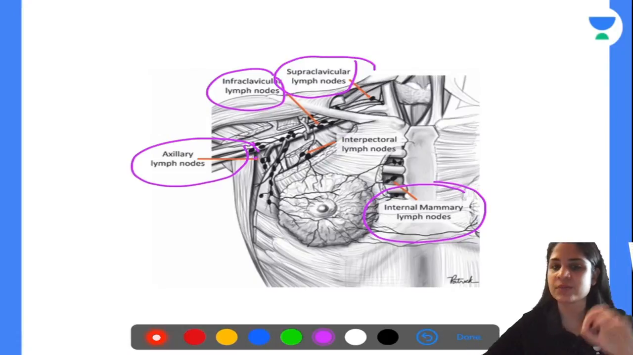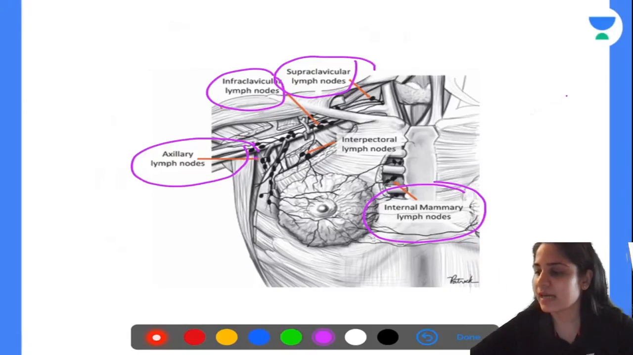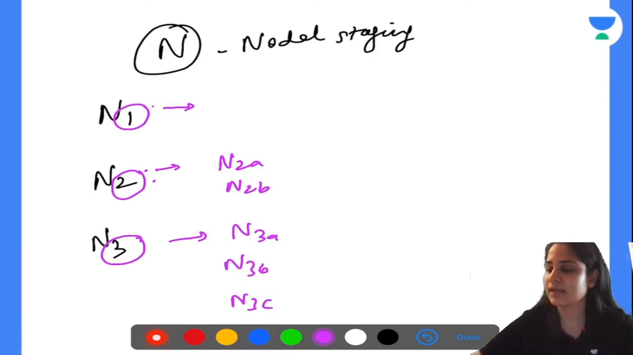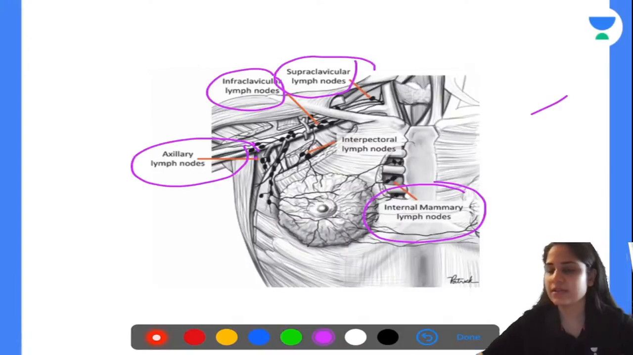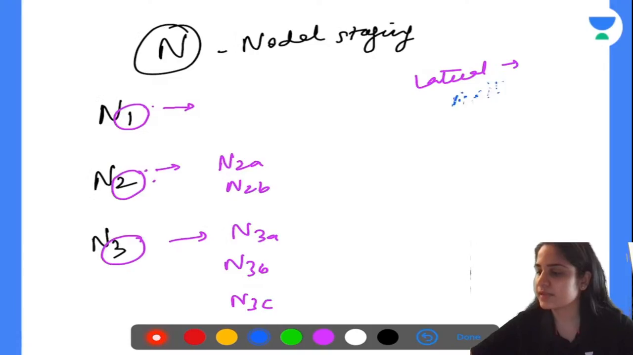In these four movements, what am I trying to tell you? I'm trying to tell you basically the four groups of lymph nodes that you need to remember. So first, your hand is moving laterally. So laterally, which lymph nodes do we have here? You have the axillary lymph nodes. Okay. Then your hand is moving medially. So medially, what lymph nodes did we see? Medially, we saw the internal mammary group of lymph nodes. Right. So you have the internal mammary lymph nodes.